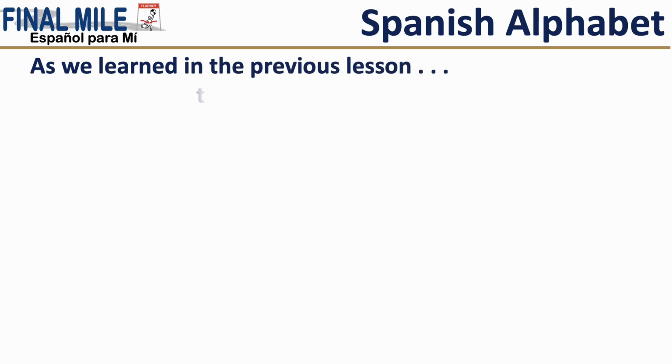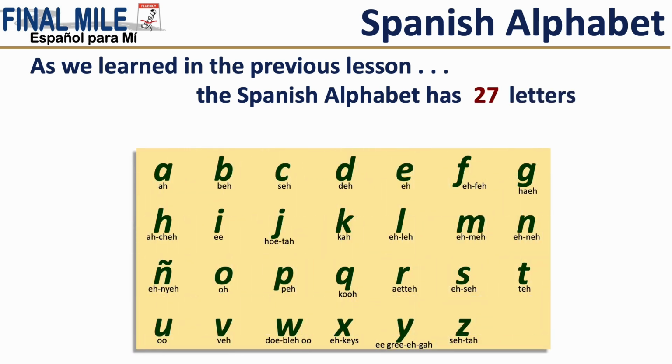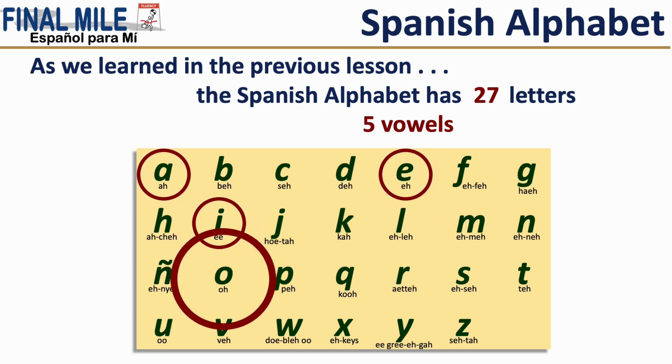So, what we learned in the previous lesson, okay, the Spanish alphabet has 27 letters. You remember seeing this slide. Hopefully, if you took the prerequisite class, Spanish letters and sounds, we have 27 letters in the alphabet. Now we're going to start looking at it a little closer. It's still not important that you know the names of the letters, okay? That's not important. But you will remember that we have 5 vowels.